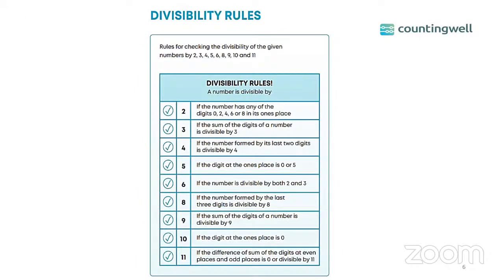Let us see the divisibility rules. These are the rules for checking the divisibility of the given numbers by 2, 3, 4, 5, 6, 8, 10, and 11. Let us quickly revise these rules. Let us see the divisibility rule for 2. If the number has any of the digits 0, 2, 4, 6, or 8 in its units place, we say that number is divisible by 2.